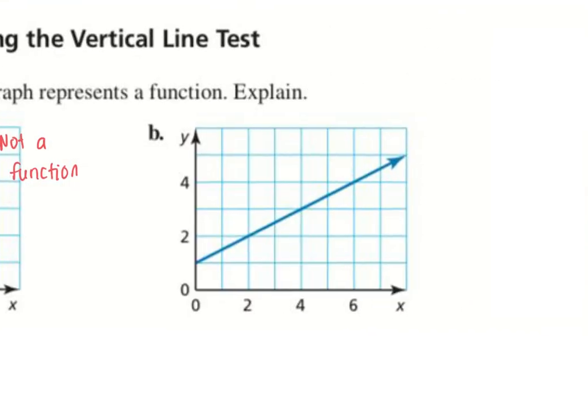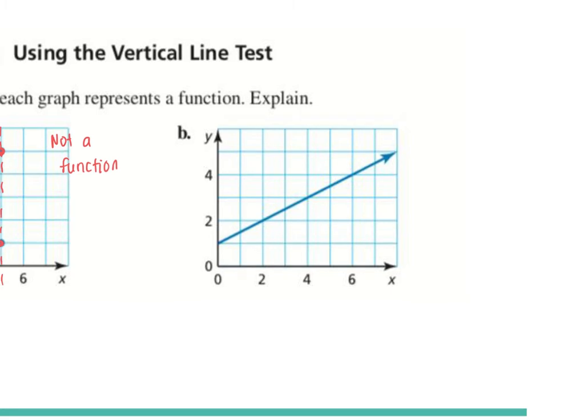Let's check out B. Now B, it doesn't matter where we draw this vertical line, it's going to be a function, okay? The vertical lines are all going to intersect only at 1 point each, okay? If they intersected more than once, twice or more, then it would not be a function. But in this case, it is a function.